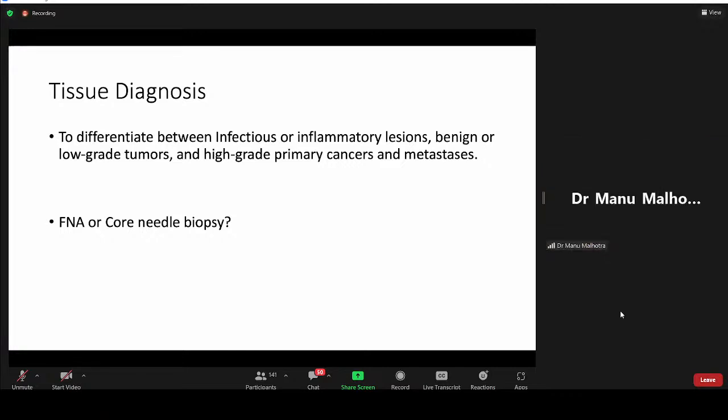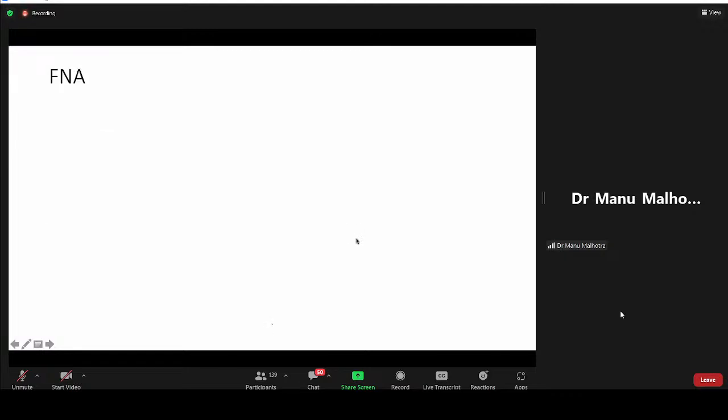Yes, Dr. Shiv, I think that we as a protocol do go for an FNA. And if we have deeper swelling, it will always be better that we go for a guided FNA. And guided FNA always yields better results. Now, if we get inconclusive results for 2 or 3 times, then we can go for a guided core biopsy. So that's what we follow.